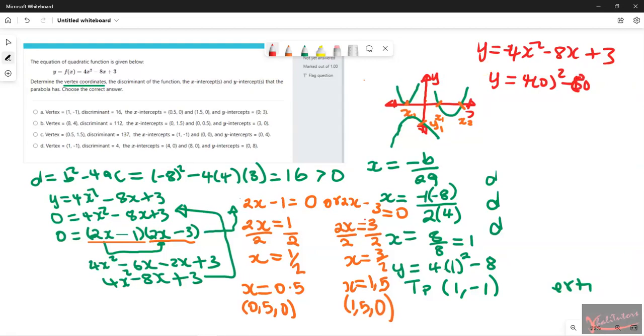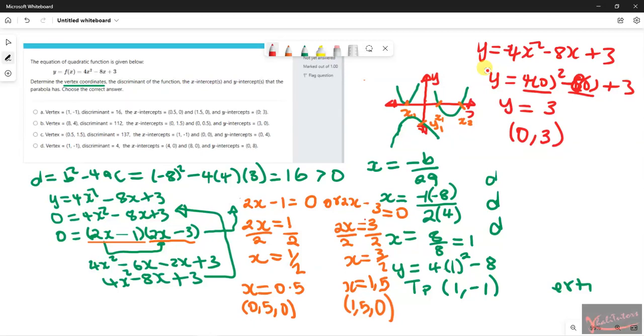Then we'll have y equals 4 times 0 squared plus minus 8 times 0, plus 3. So this one becomes 0, this one becomes 0. Then the y-intercept equals 3. In terms of coordinates, your x is 0 at the y-intercept and y is 3. So we're done with this question.